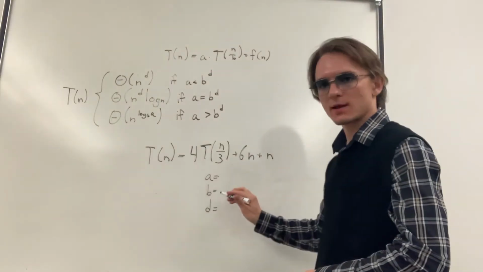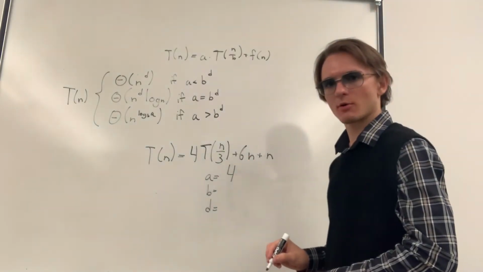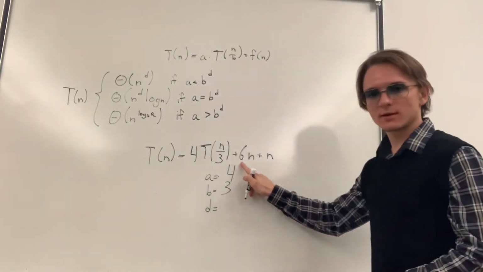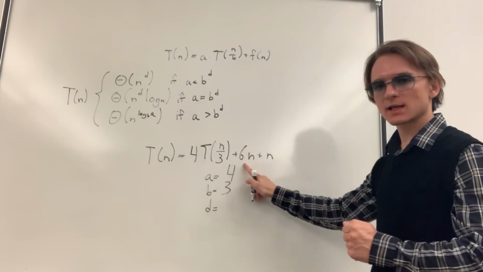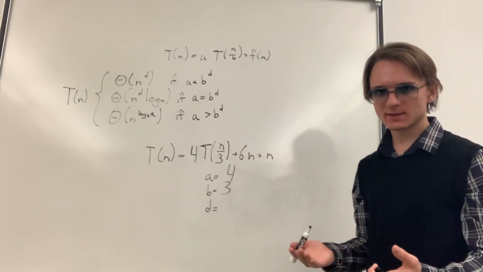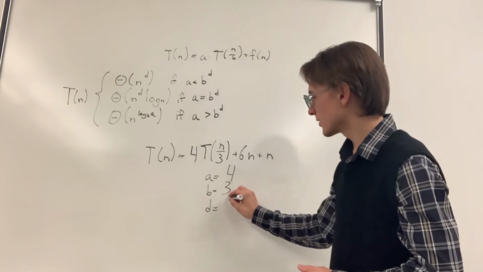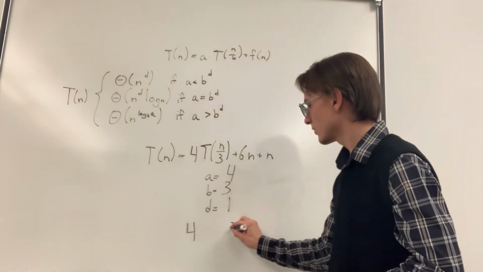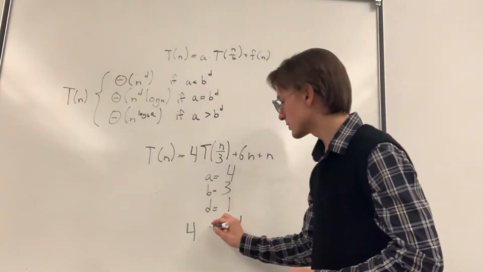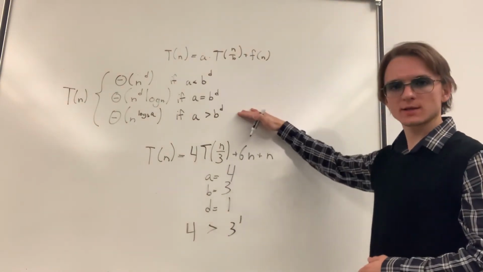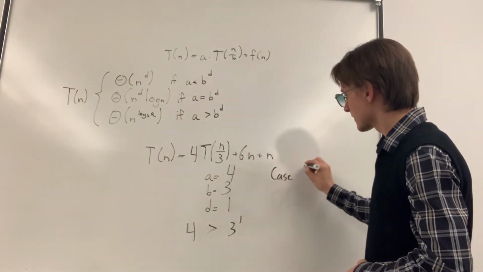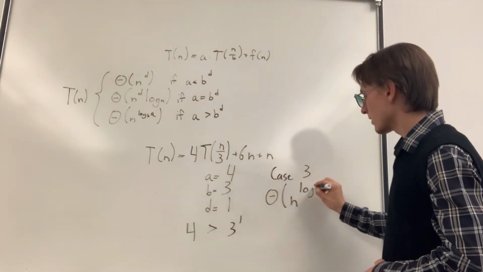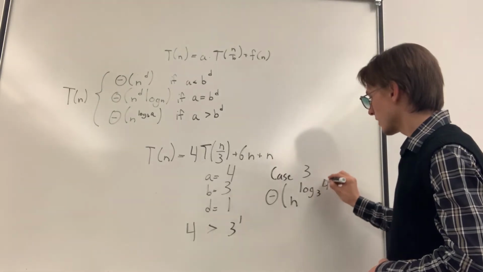All right, our a here will be 4. For b, we have n divided by 3, so our b is 3. And then we trail off in this equation with 6n plus n. Now that's just 7n, and 7n has an exponent of 1. So d is 1. We compare 4 with 3 to the power of 1. Of course, 4 is greater than 3 to the power of 1, so we're led to case 3, which is big theta n to the power of log base 3 of 4.